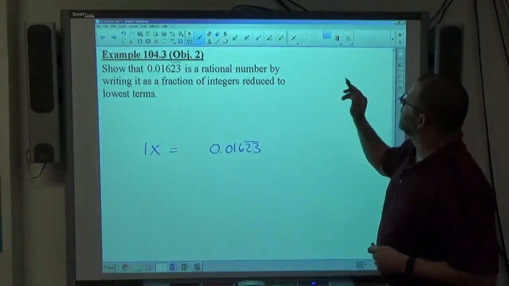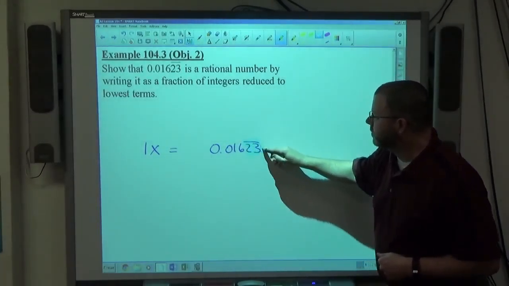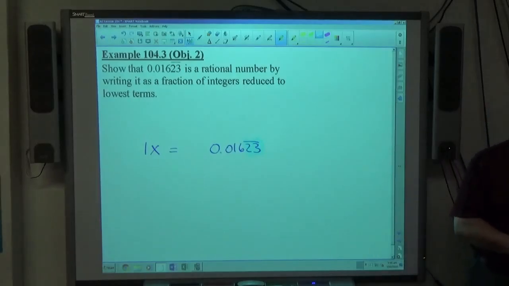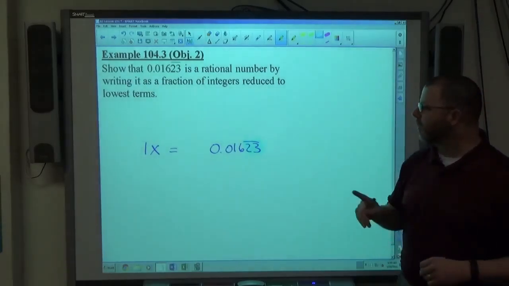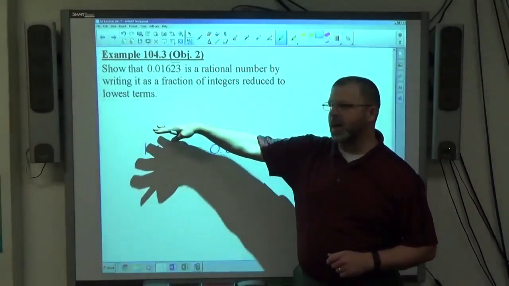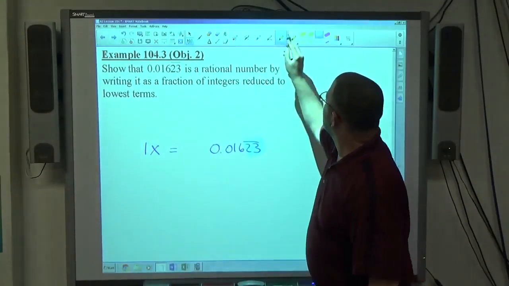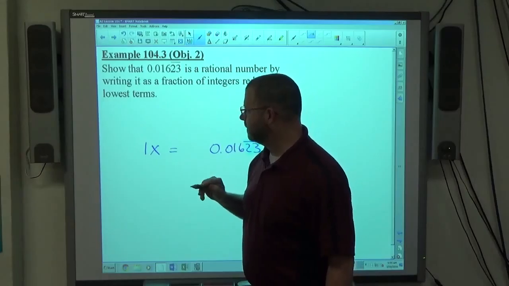How many digits repeat? 2. That's important. The number of digits that repeat is important. You want to take 10 to that power. So what's 10 to the second power look like? 100. What I'm going to do is multiply both sides of this by 100, and that's what I'm going to put on the line above, my blank line. So if I multiply 1x times 100, what do I get? 100x.